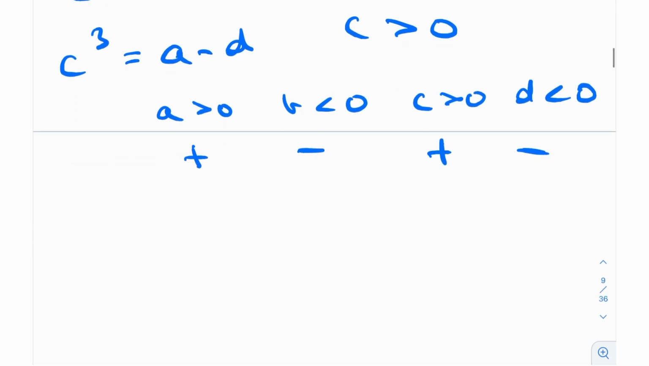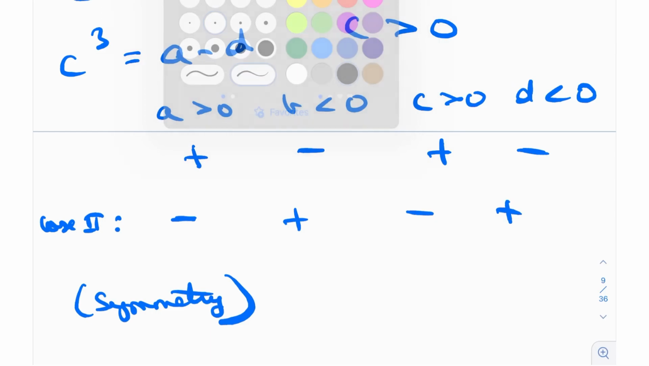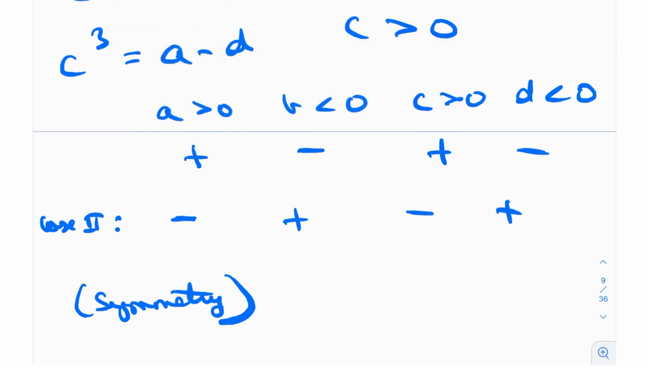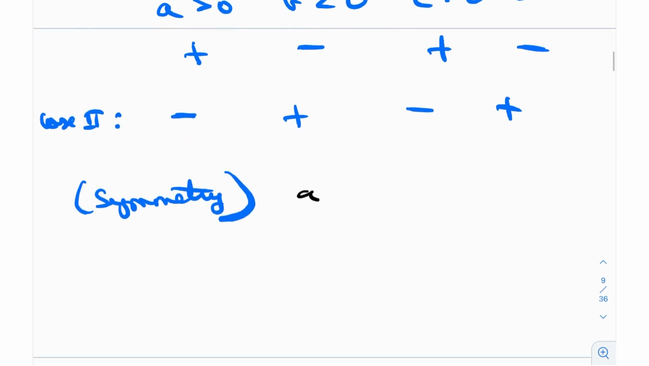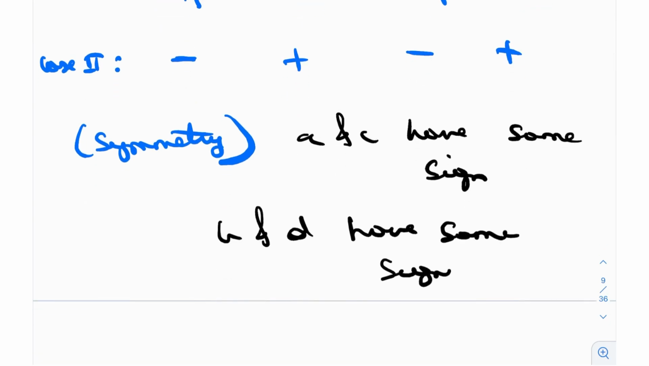Now by symmetry, what would be the case too? Negative, positive, negative, positive. Purely via symmetry. You can try this on your own if you're a little bit uncomfortable with the exercise, but we can see very well by symmetry that it will be like this. So basically, a and c have the same signs, right? And b and d also have the same signs. So we've significantly reduced this problem a little bit, right?